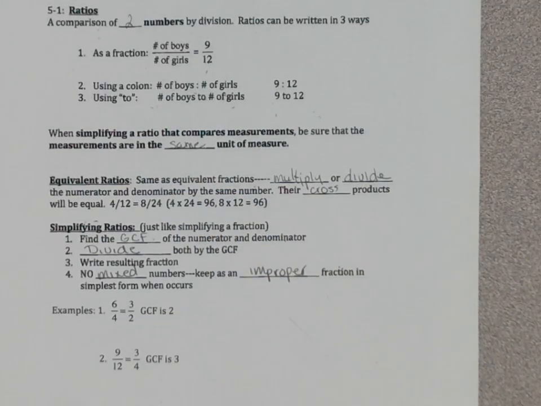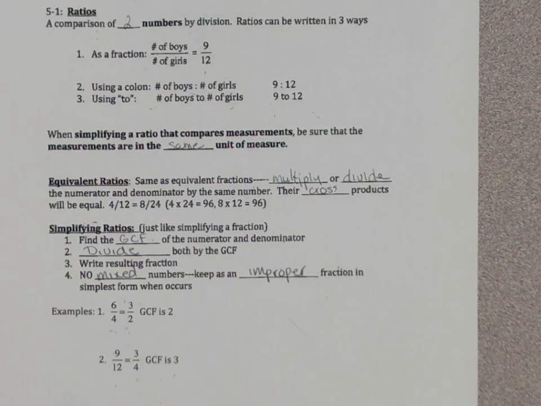in simplest form. So if you have 6 to 4, you can simplify that down to 3 to 2 because we can divide both of these by 2. But this is as good as it gets. Don't change it to a mixed number. 9 to 12, the GCF is 3, so we divide 9 by 3 and 12 by 3, and we get 3/4, just like you do with fractions.